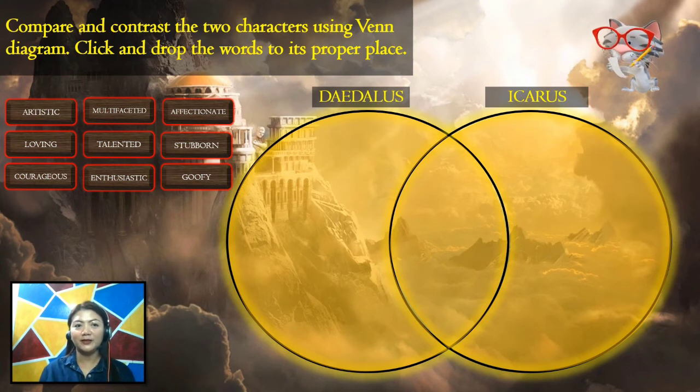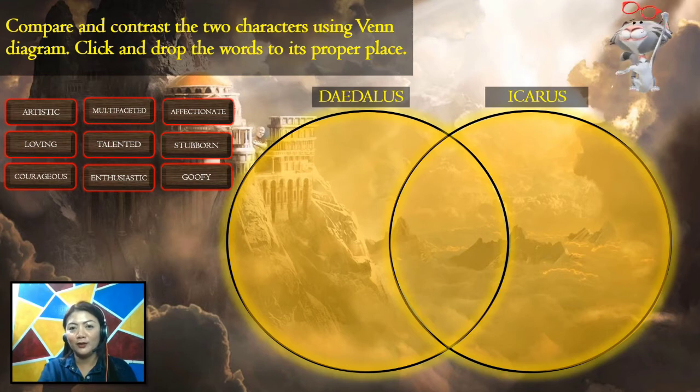Task number 1. Compare and contrast the two characters using Venn diagram. So we have the words on the left side. We have artistic, loving, courageous, multifaceted, talented, enthusiastic, affectionate, stubborn, and goofy. So are those words describing Daedalus or Icarus? So you can use those words in answering the first task.